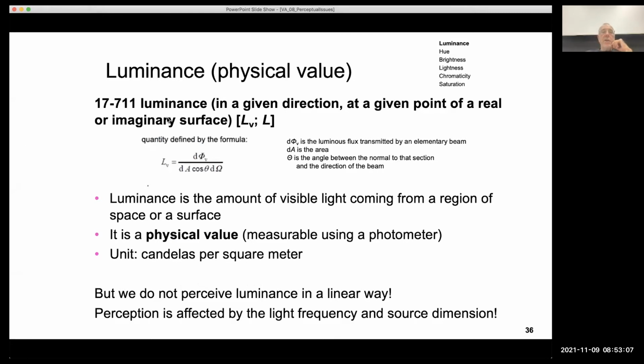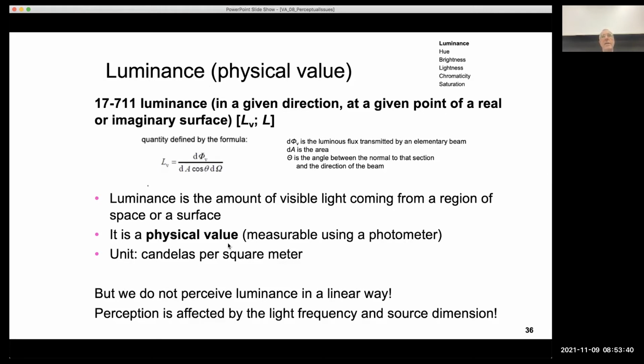Here we have the definition from that website. Luminance in a given direction at a given point of an imaginary surface. This is the symbol. It is a formula, with this phi representing a flux of light. I'm showing the formula not because I want you to remember it. I'm showing the formula because this is a very comfortable definition for an engineer.